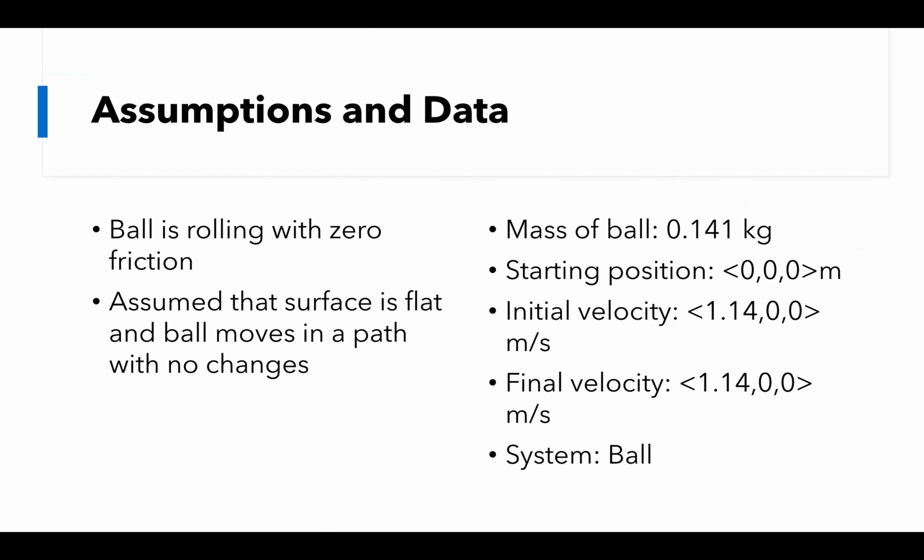The assumptions of the data here are that the ball is rolling with zero friction, and it is assumed that the surface is flat and the ball moves in the path with no changes. The mass of the ball is 0.141 kilograms, the starting position is 0.000 meters, and the initial velocity and final velocity are both 1.14 meters per second in the x direction.